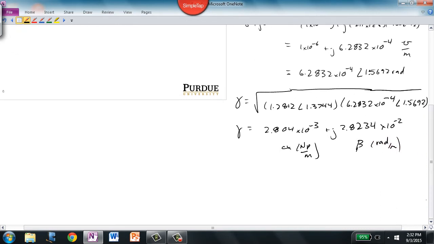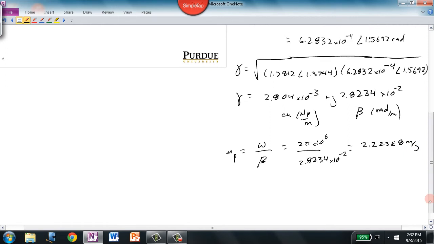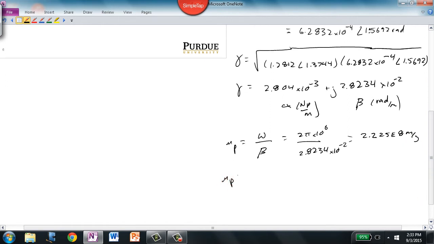We were then asked to calculate the propagation velocity. Propagation velocity can be calculated from a variety of ways. We just calculated beta, so I'll use omega over beta. That's going to be 2 pi times 10 to the 6 divided by 2.8234 times 10 to the minus 2 gives me 2.225 e to the 8th meters per second. I'd get the same answer if I had used propagation velocity is equal to 1 over the square root of L prime C prime, whatever form you wanted.